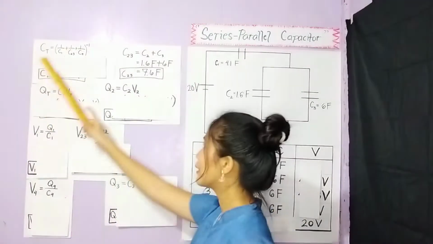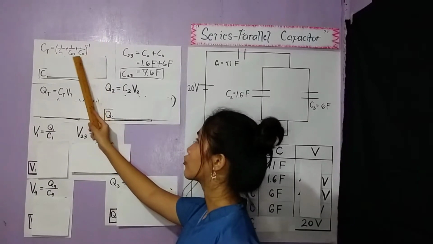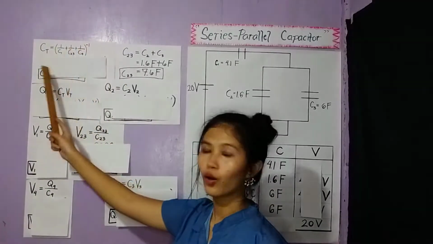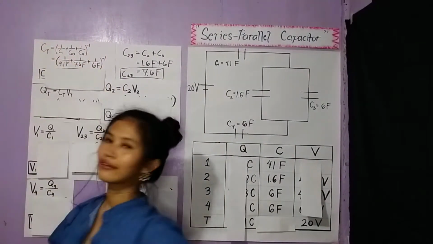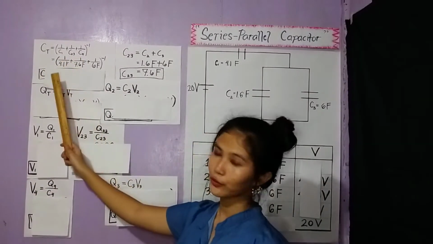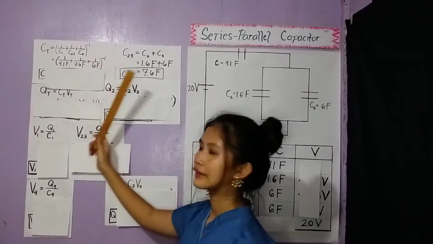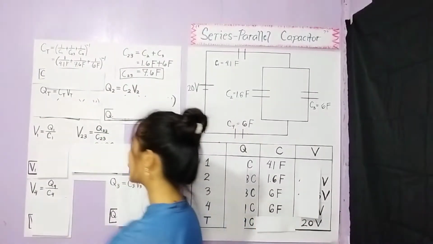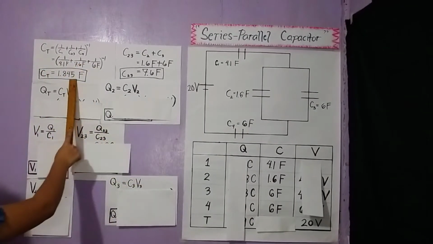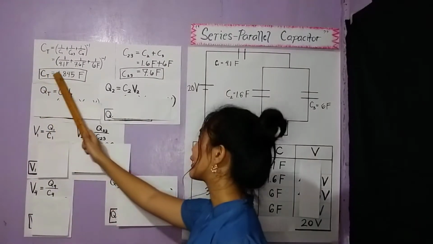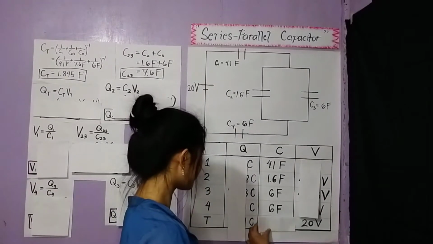So using the formula, we have (1 over C1 plus 1 over C23 plus 1 over C4) to the power of negative 1. We're going to write their values. Then we have 1 over 4.1 farad plus 1 over 7.6 farad plus 1 over 6 farad, all to the power of negative 1. Using the calculator, we will be able to get an answer of 1.845 farad. So now we have our C total.